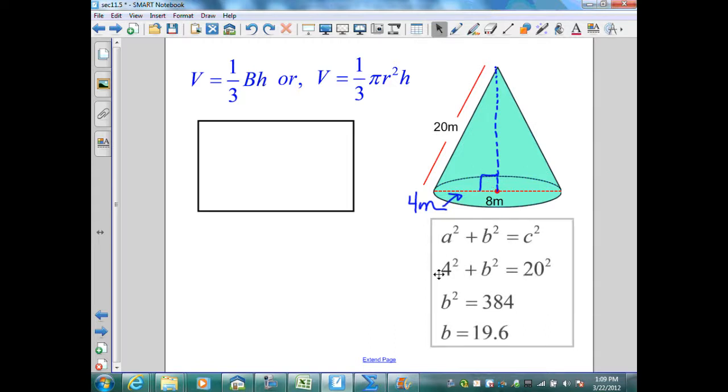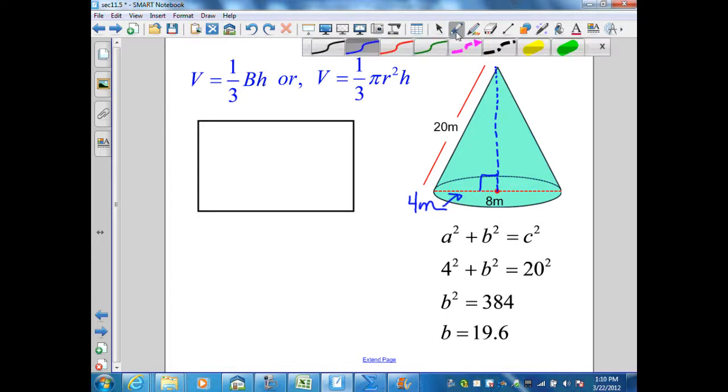Therefore, substituting in, a squared is going to be 4 squared plus b squared, which is the height of my cone, equals the hypotenuse squared, which is 20 squared. When I simplify, I'm going to get b squared equals 384. Using a calculator, b is 19.6. Therefore, b is equal to the height of my cone.